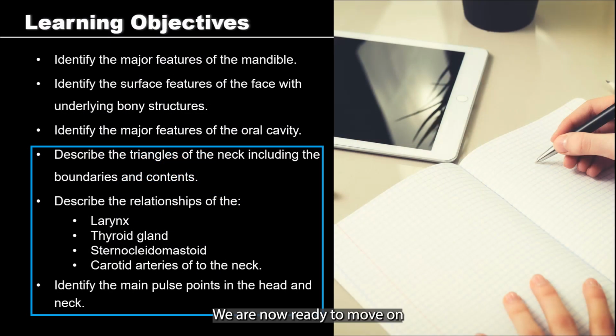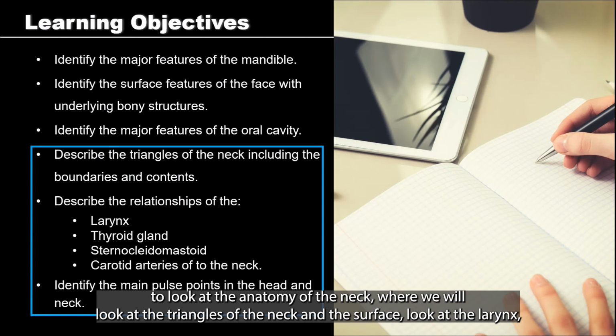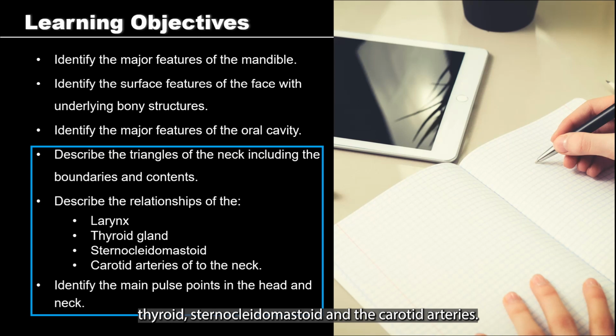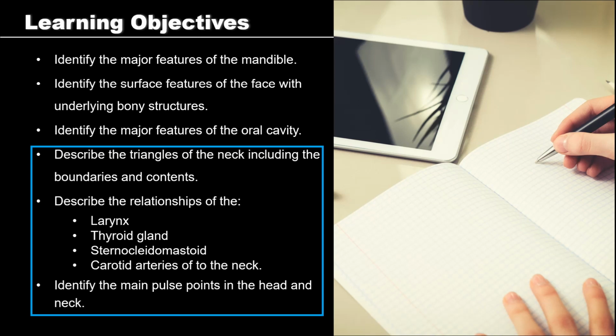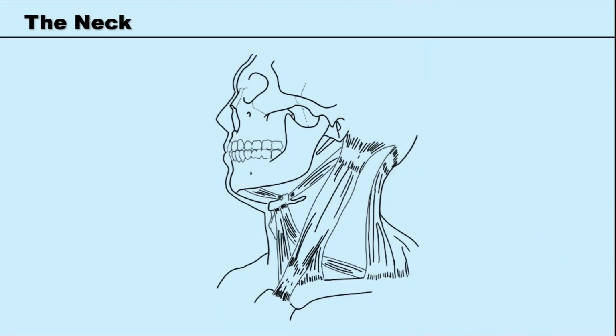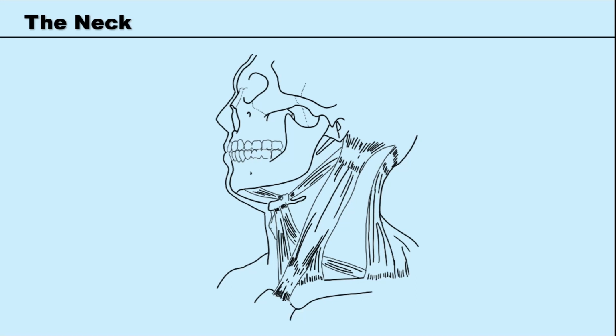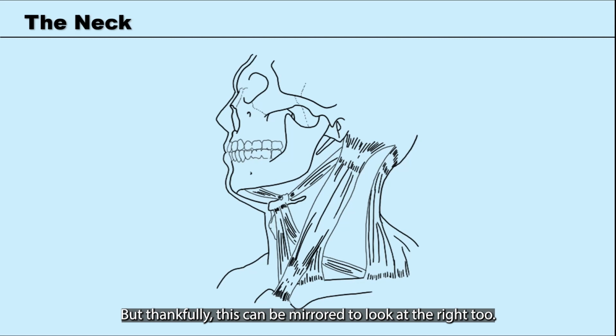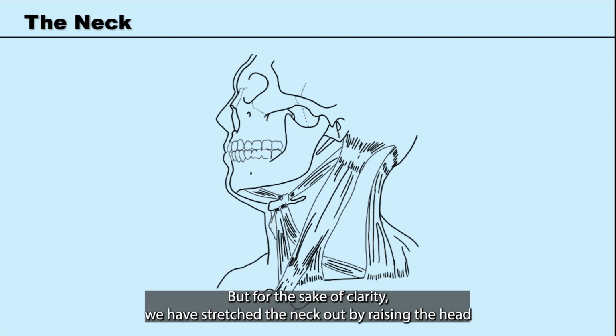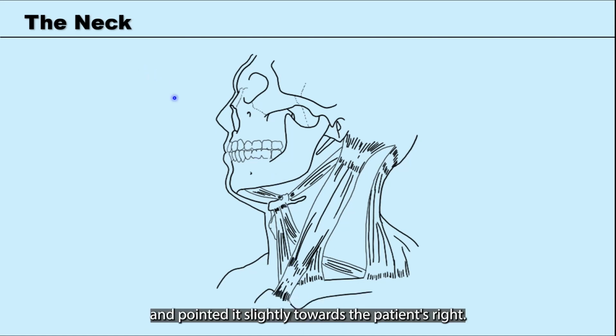We are now ready to move on to look at the anatomy of the neck, where we will look at the triangles of the neck and the surface look at the larynx, thyroid, sternocleidomastoid and the carotid arteries. We will also look at the pulse points of the head and neck. We are looking at an anterolateral image of the left side of the neck, but thankfully this can be mirrored to look at the right too. But for the sake of clarity, we have stretched the neck out by raising the head and pointing it slightly towards the patient's right.